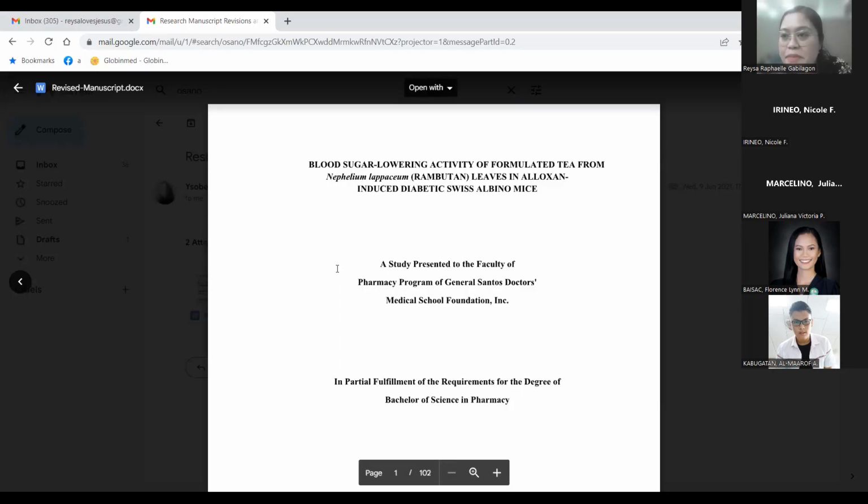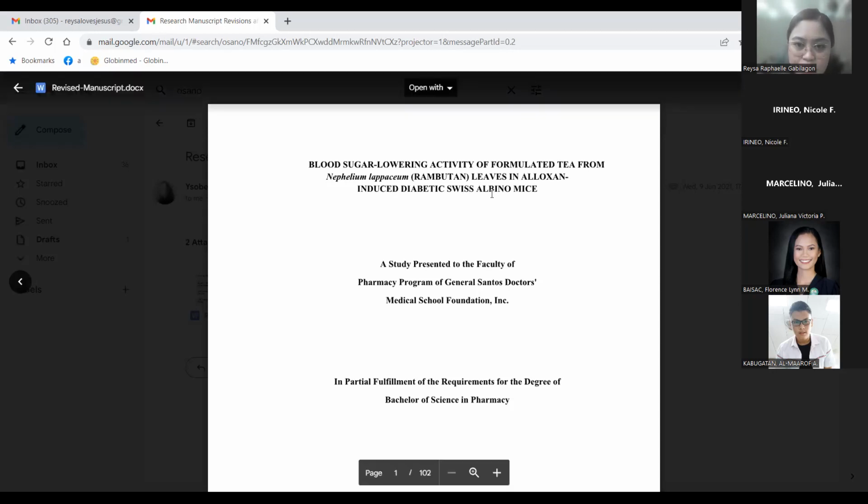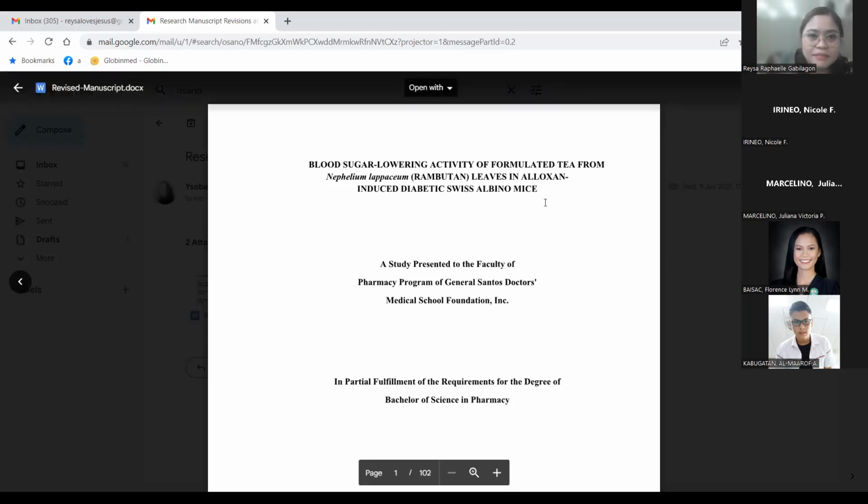Okay, this one is an experimental research. Again, experimental research. Blood sugar lowering activity of formulated tea from Nephelium lappaceum rambutan leaves in alloxan-induced diabetic Swiss albino mice. Mahaba title nila. Without 1, 2, this is considered one word. 3, 4, 5, 6, 7, 8, 9, 10. That's considered one word. 11, 12, 13, 14. Pumasok pa. Okay. So we have no problem with this.